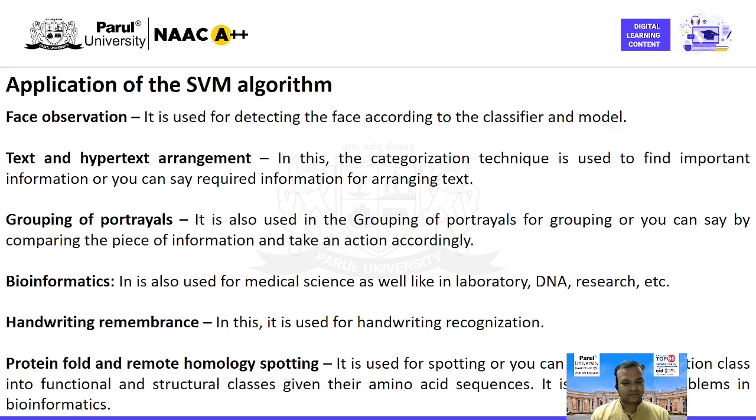And the last one is protein fold and remote homology detection. It is used for spotting, or you can say classifying, proteins into functional and structural classes given their amino acid sequences. It is one of the problems in bioinformatics.